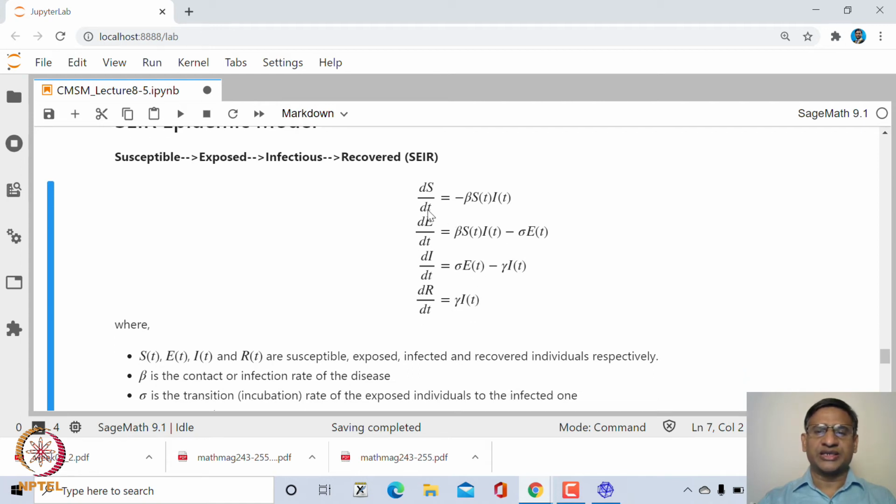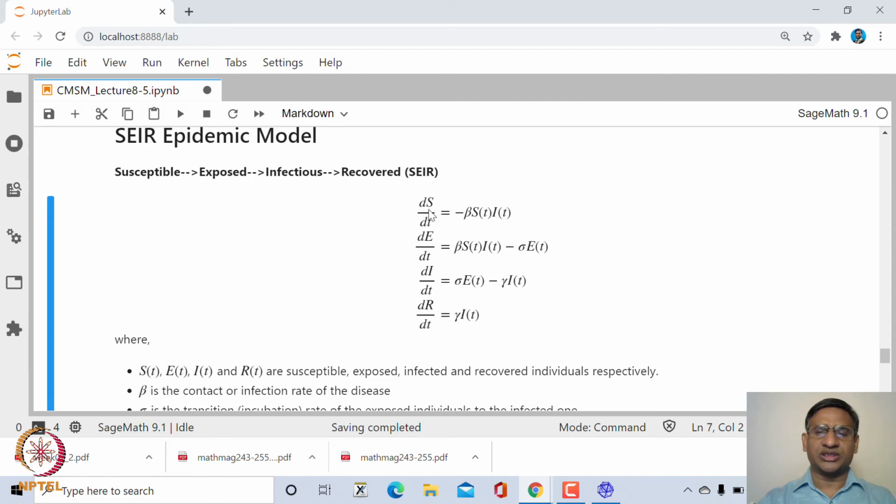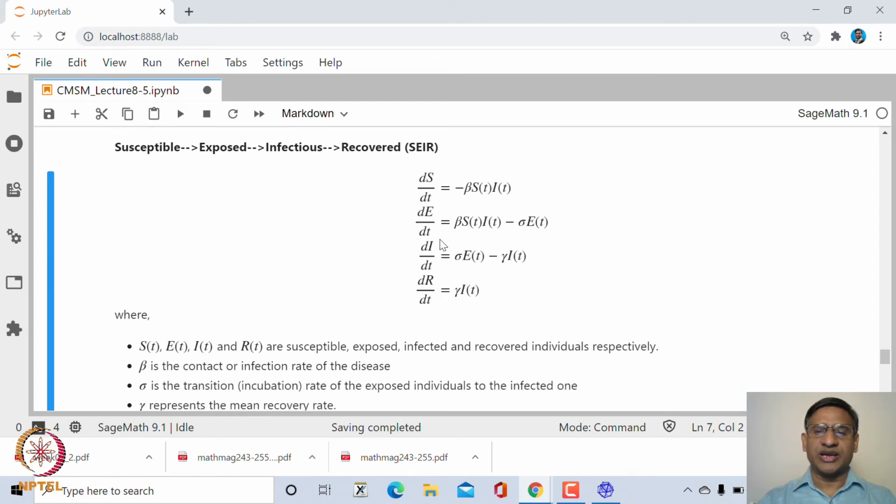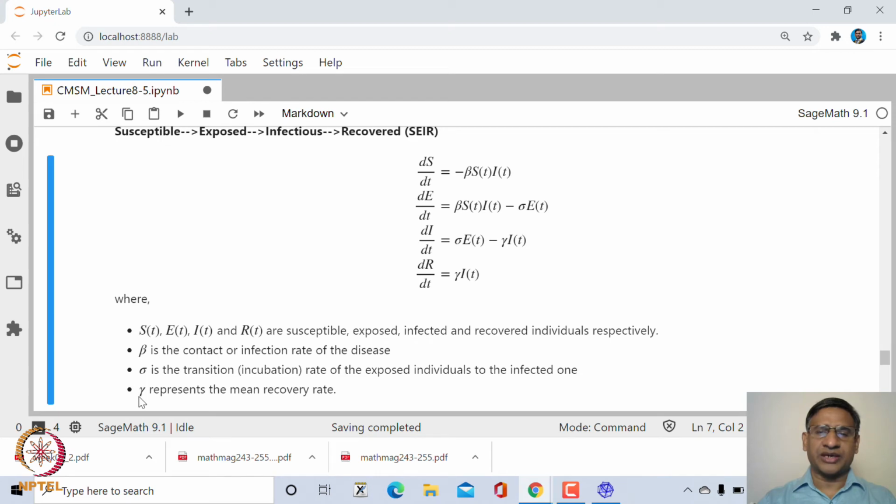So dS/dt, that is the rate of change of the susceptible population, is given by minus beta times S(t) I(t), where beta is the contact or infection rate of the disease. dE/dt is given by beta S(t) I(t) minus sigma E(t). Here sigma is the transition rate or incubation rate, right, and dI/dt is sigma E(t) minus gamma I(t), where gamma is called the mean recovery rate.